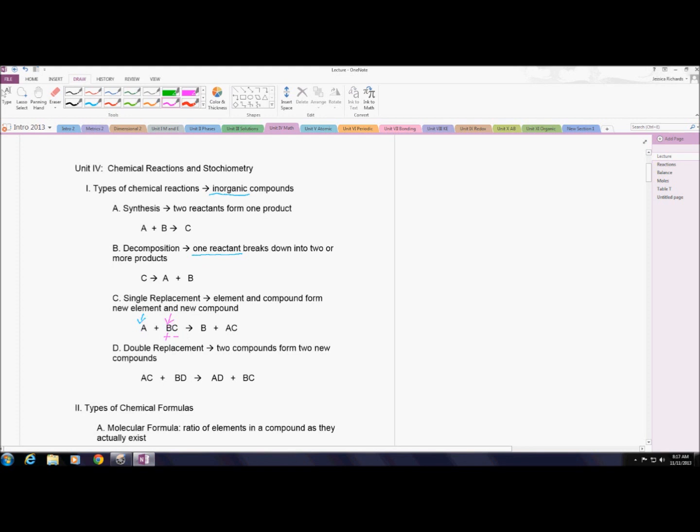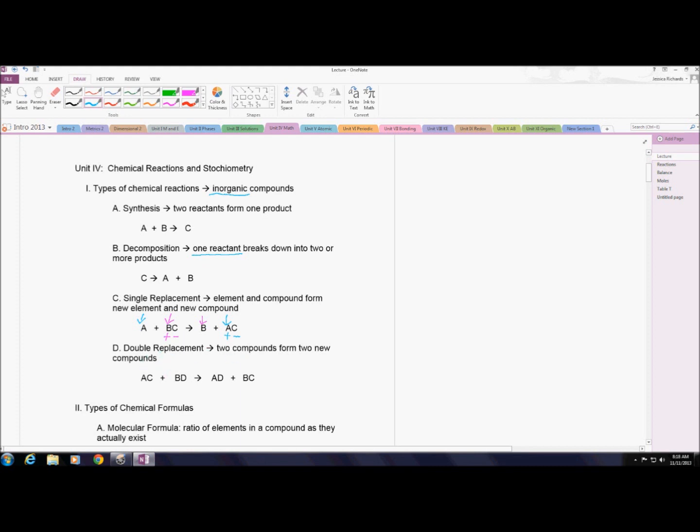So I have an element and a compound producing an element. When you look at whatever this first element is, you're going to look at it and see, can it only make positive ions or could it be positive or negatives? If it could be positive or negatives, it could replace either element. Usually it's something that makes only a positive ion, typically a metal, and it's going to replace the first element in your compound. Double replacement is always 2 compounds.